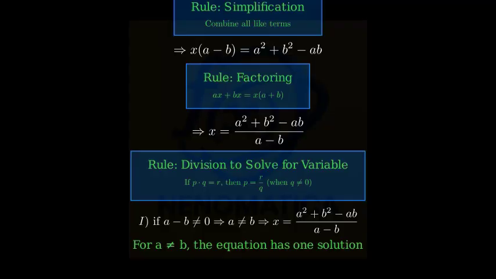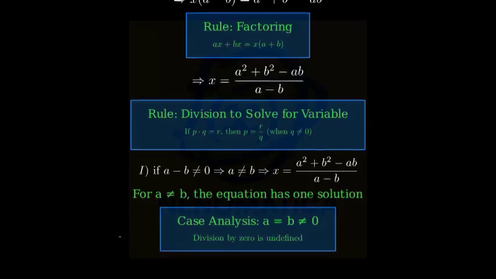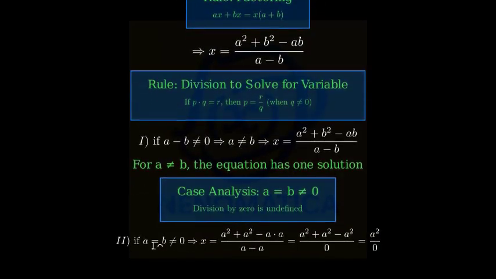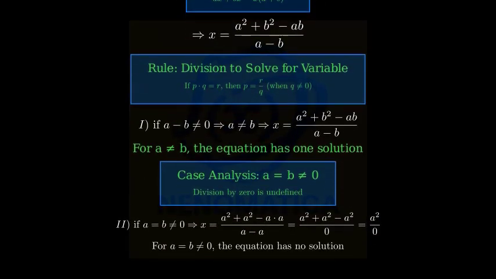Case 2, if a equals b and both are not 0, let's substitute this back into our equation. We would have x equals a squared plus a squared minus a times a all divided by a minus a. But a minus a equals 0, and we can't divide by 0, so there's no solution in this case.